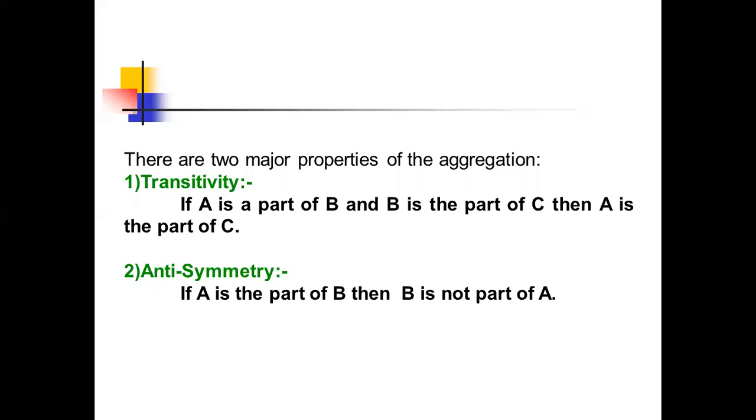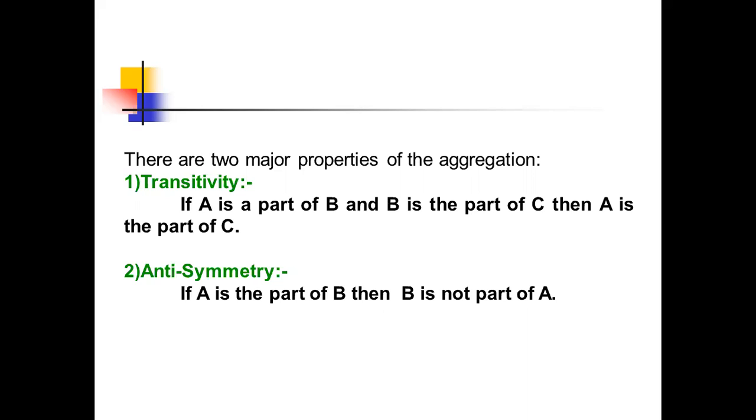In the case of college, the department is part of that college, and in the case of a teacher, the teacher is part of the whole class department. That means college has departments, and departments have teachers. This is the interdependency between all these classes, like this is the transitivity of aggregation.